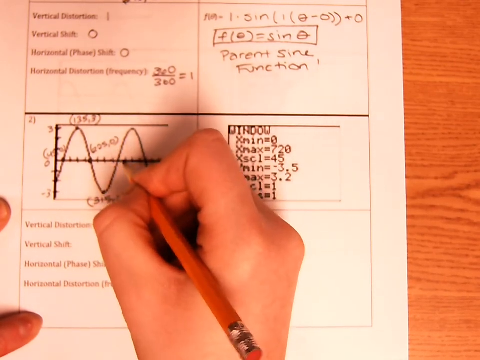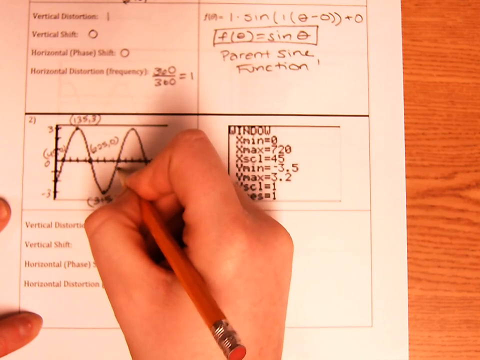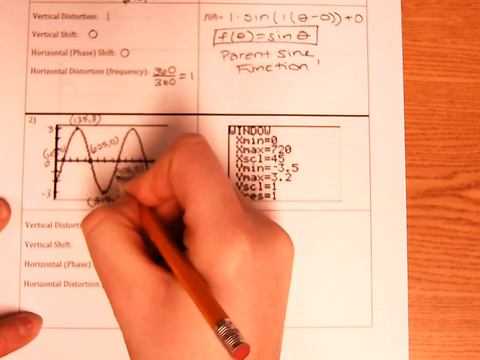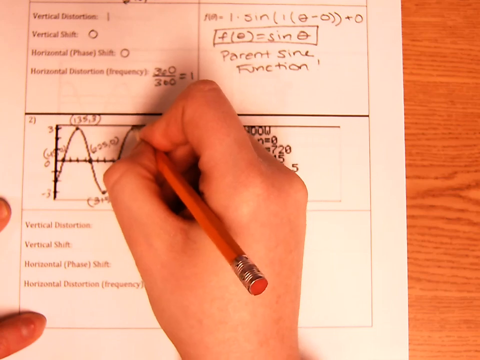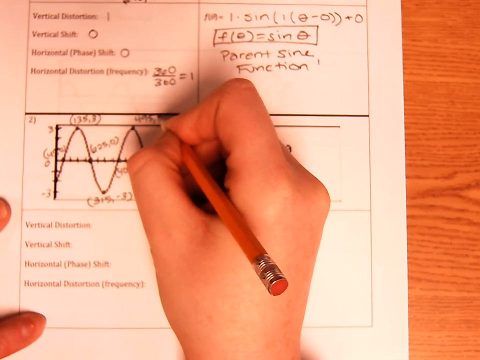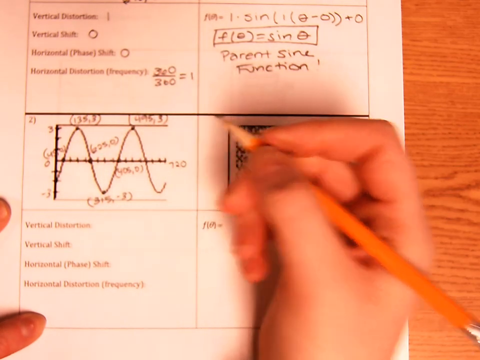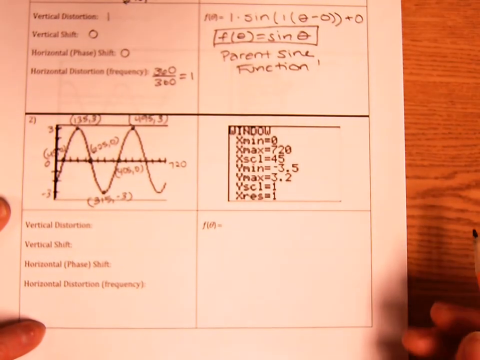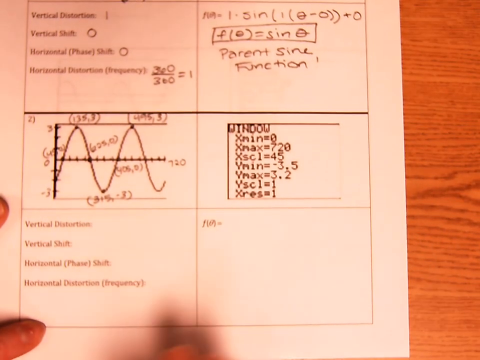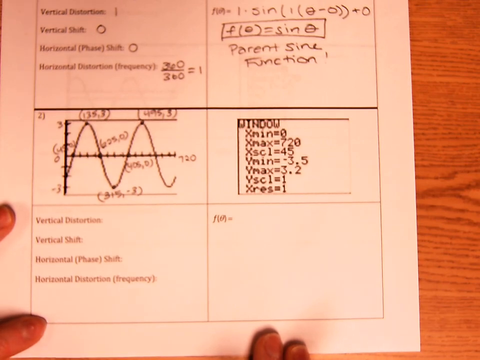And if I go back another 90, that brings me, 315 plus 90 is 405, 0. And I can continue if I would like. Up here would be 495, 3. And that's where we'll stop. So let's go through and identify all our transformations here, our parameters.